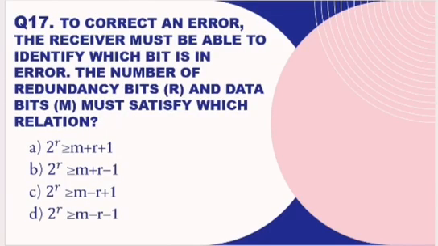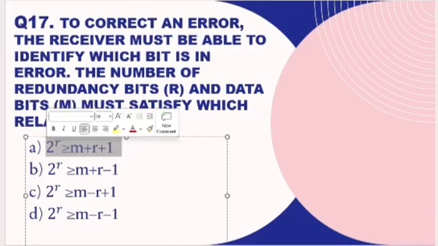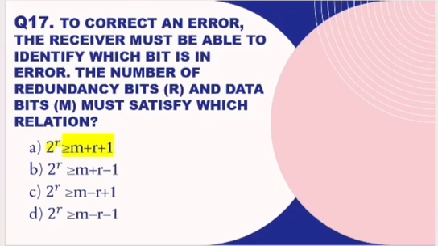Moving on to question number 17. To correct an error, the receiver must be able to identify which bit is an error. The number of redundancy bits R and the data bits M must satisfy which relation? Option A, 2^R ≥ M + R + 1. Option B, 2^R ≥ M + R - 1. Option C, 2^R ≥ M - R + 1. Option D, 2^R ≥ M - 1 - R - 1. I hope you all have paused the video and guessed the answer right. So the correct answer for this question is option A, 2^R ≥ M + R + 1.